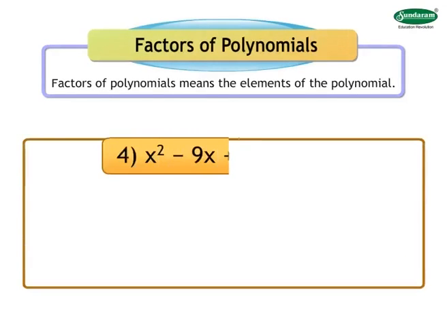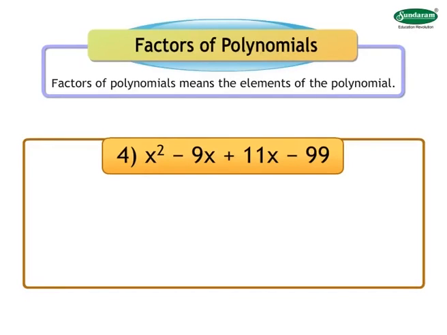4. x square minus 9x plus 11x minus 99. Again here, we will take the common factors for the first and the second term together, and then the common factor for the third and the fourth term together. We will have to be careful while taking the common factors, as the monomials are positive as well as negative.